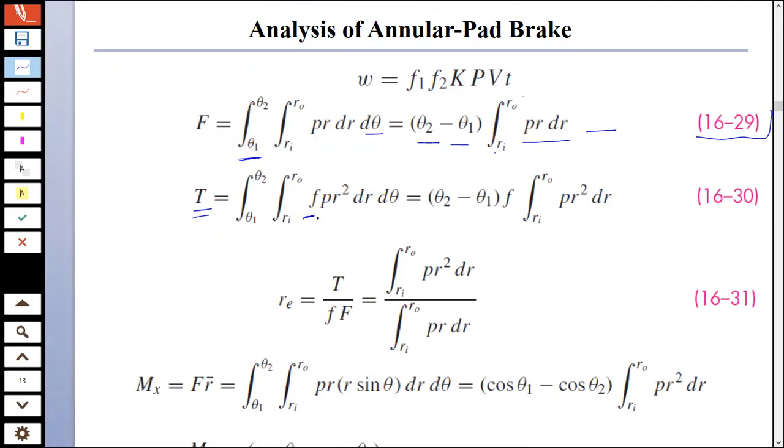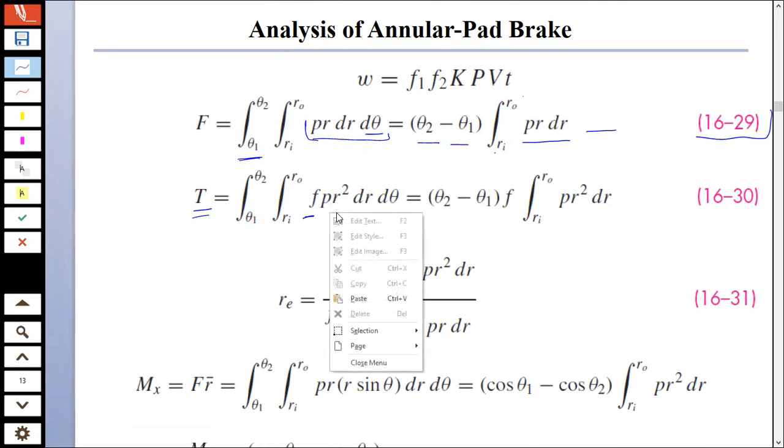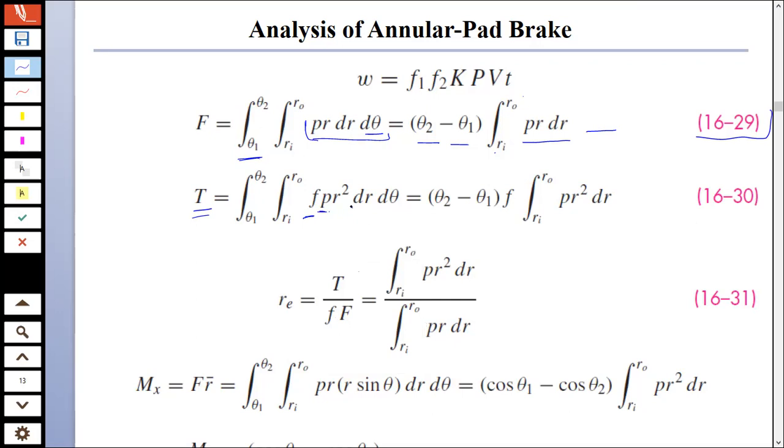that will be the coefficient of friction multiplied by the force, which is the normal force. So what do we have as the normal force? p times r dr d theta. I'll write this down: f times p r dr d theta times r, which is the radius. So this will become torque. We have the normal force multiplied by the coefficient of friction, so this becomes the frictional force multiplied by r. That becomes the torque. Also integrate this with respect to theta.